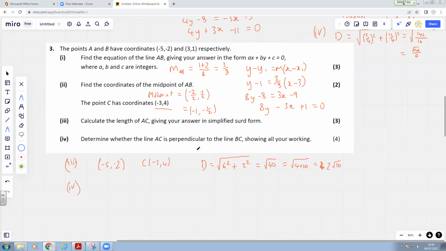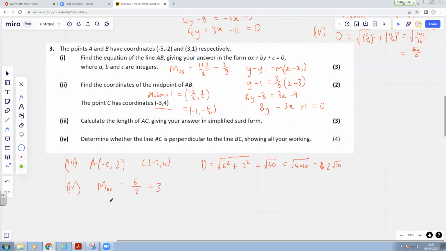Determine whether the line AC is perpendicular to line BC, showing all your working. Well, let's find the gradient of AC. The gradient of AC, have we already found that yet? No. Okay, so the gradient of AC, well, this is A and this is C. The gradient's going to be 4 minus minus 2, which is 6, over minus 3 minus minus 5, which is minus 3 plus 5, which is 2. So that gradient is 3.